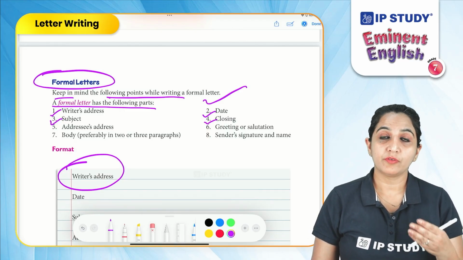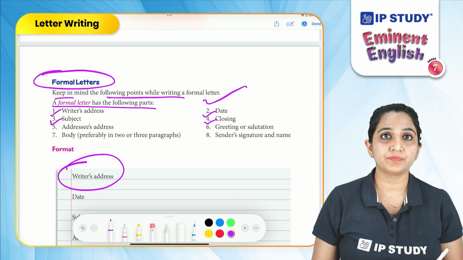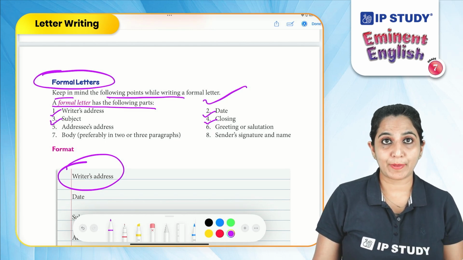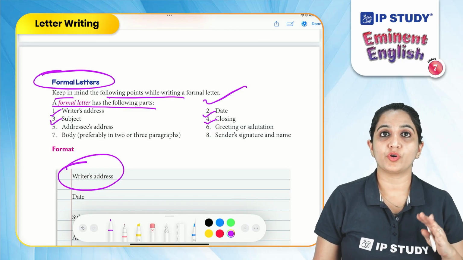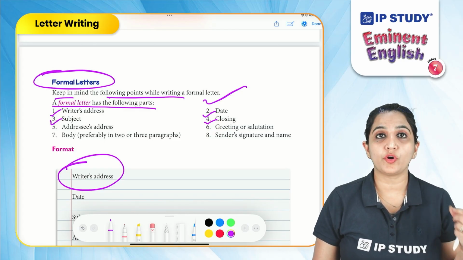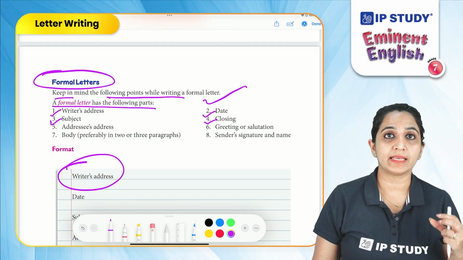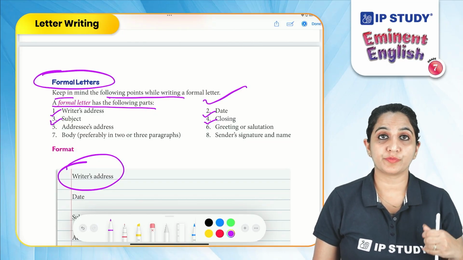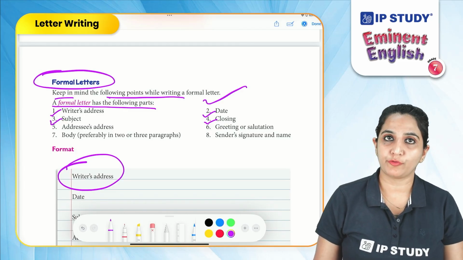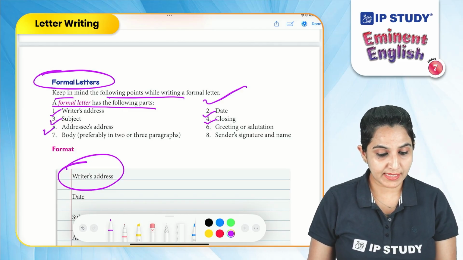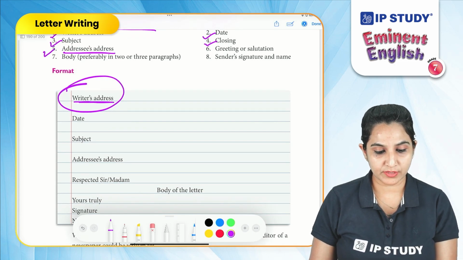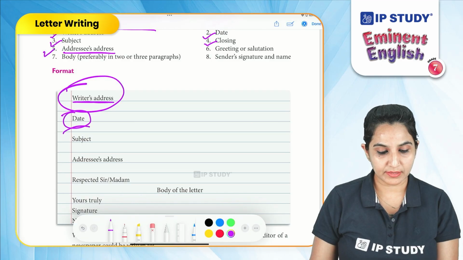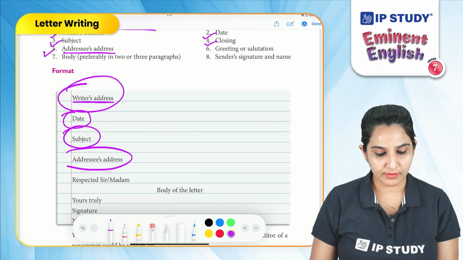For a formal letter, we use the opening salutations as dear sir, respected principal, ma'am, respected or dear. And the closing salutations could be yours sincerely or yours faithfully, something which is formal. Yours lovingly and your darling are used in informal letters, but yours faithfully, yours sincerely are used in formal letters. Addressee's address, that means where you are sending the letter. So first you'll write the writer's address, your address, the date, the subject, and to whom you're sending the letter.